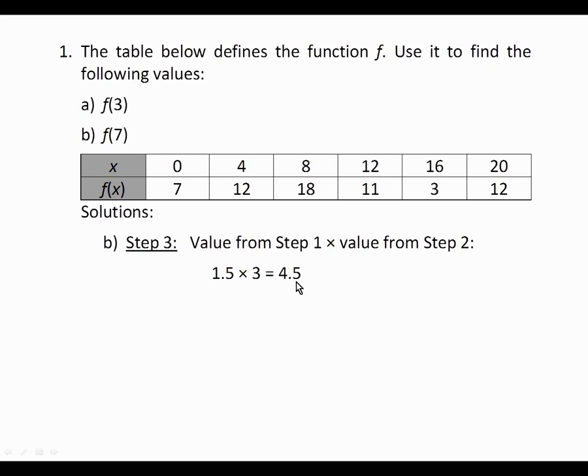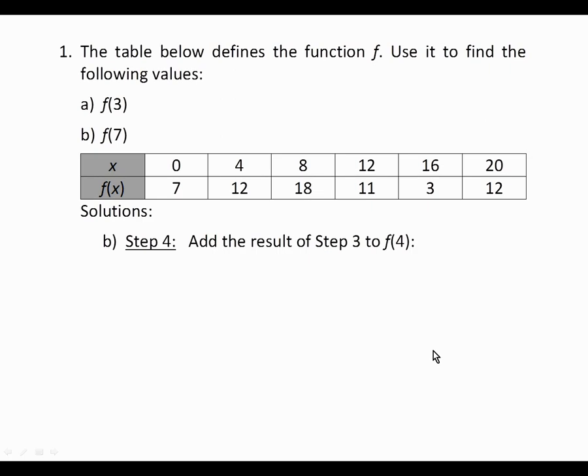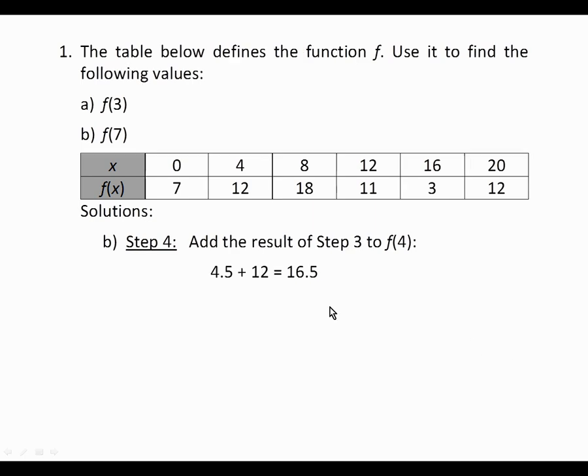We now take this value and add it to f of 4. So step 4, add the result of step 3 to f of 4. So I have 4.5. So I'm looking at 12 plus 4.5. So I get 16.5. So f of 7 is 16.5.